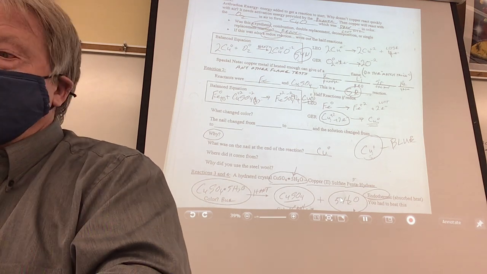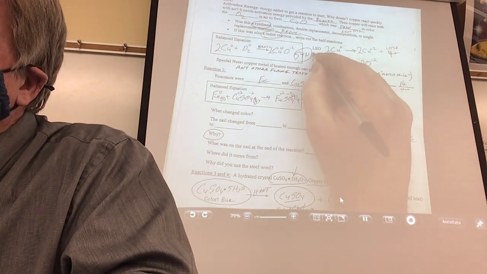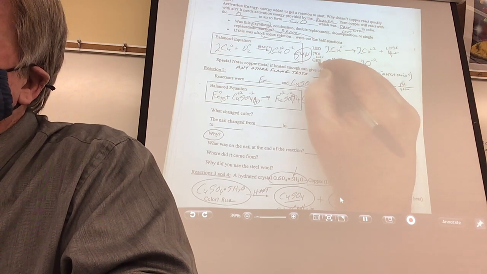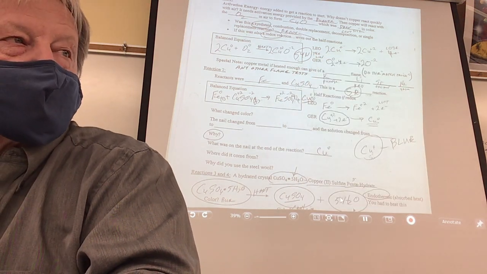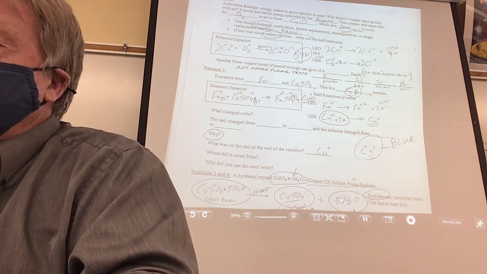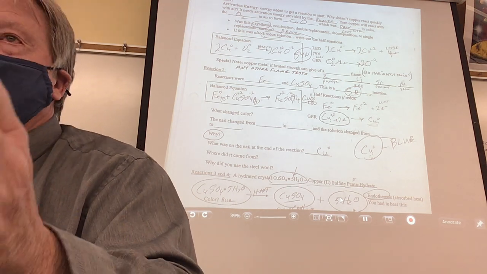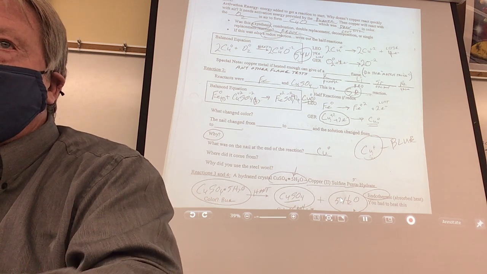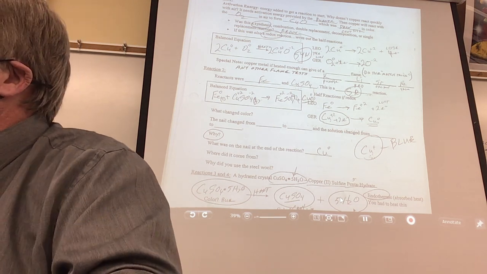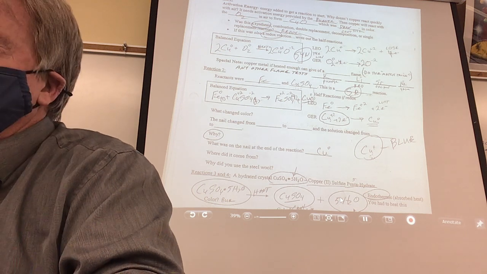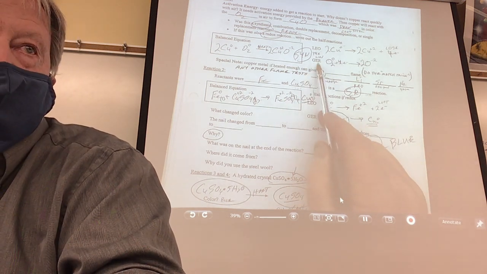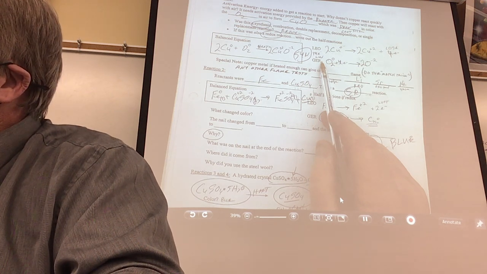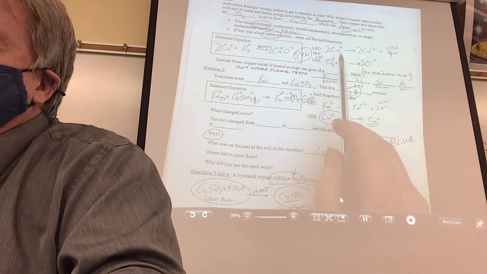So, what we're going to do is, here's a memory trick, okay? Leo the lion says, grr. Okay, now that's a memory trick, and what does it mean? What does Leo stand for? If you lose negative electrons, if you lose electrons, you become oxidized. If you gain electrons, you are reduced. You okay so far?